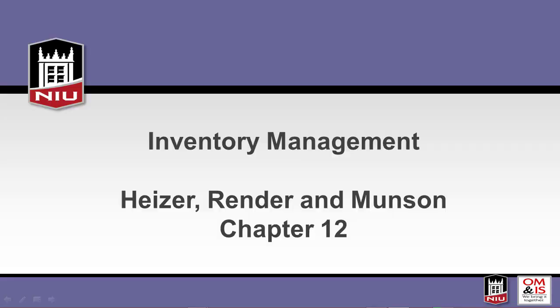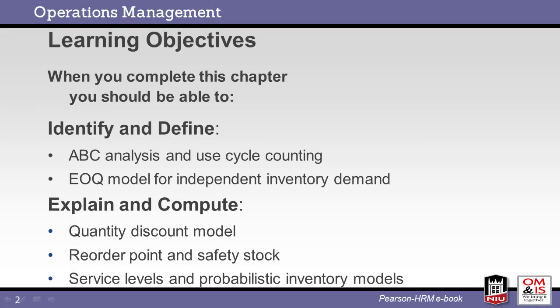Chapter 12, Inventory Management. For this session, you will learn about ABC analysis and how it is used to manage inventory. You will learn about the economic order quantity (EOQ) model for matching inventory with demand. As part of EOQ, you will understand the inventory reorder point and safety stock. Finally, we will cover the link between inventory and customer service levels.